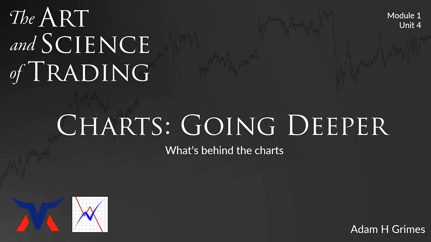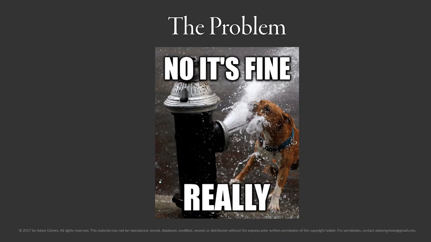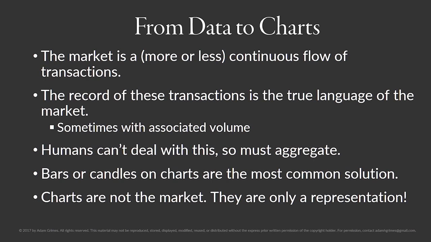So we're going to go a little bit deeper into charts today and think about what is behind the charts, what actually makes up the patterns we see. So here's the problem, drinking from a fire hose. There's so much information in the market. The market is a more or less continuous flow of transactions. Depends, of course, how active the market is, but in many markets, we have multiple trades happening each second. And this can continue for many, many hours of each and every day. So there's a lot of things happening.